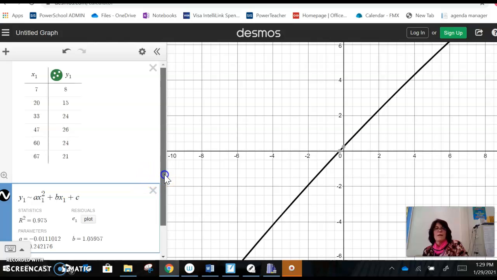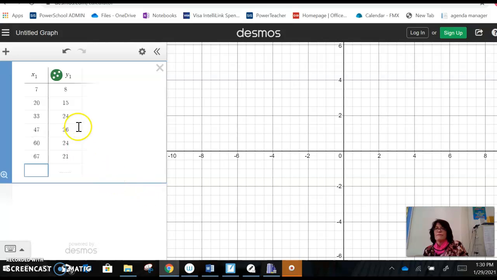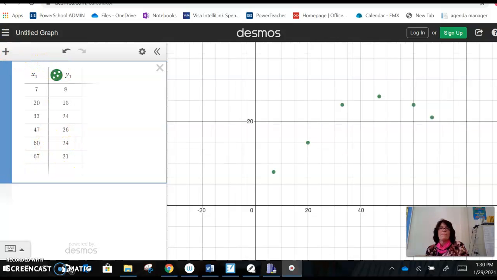Okay. Well, that doesn't quite look right. Sorry. Here's the points plotted. 7, 8, 20, 15. I had to hit a little button that said zoom fit over here. Silly me. I went up here too quickly.